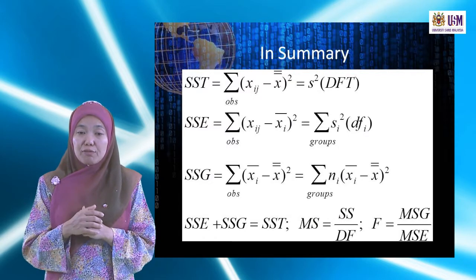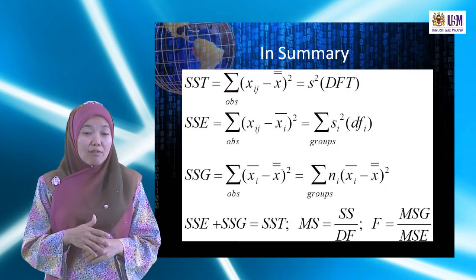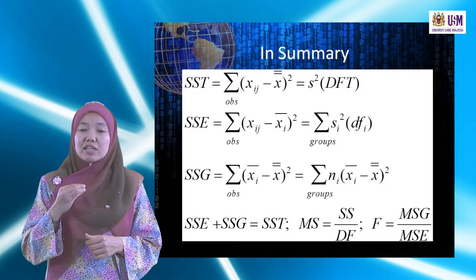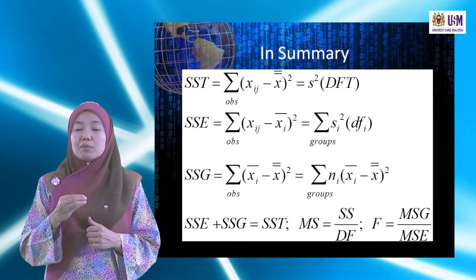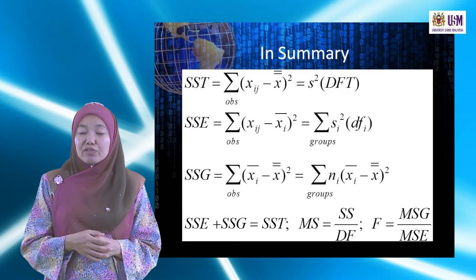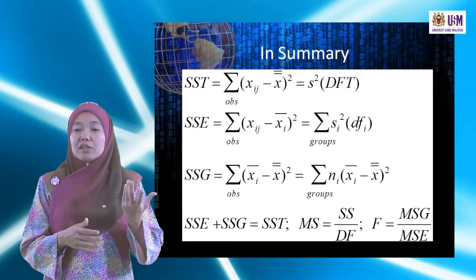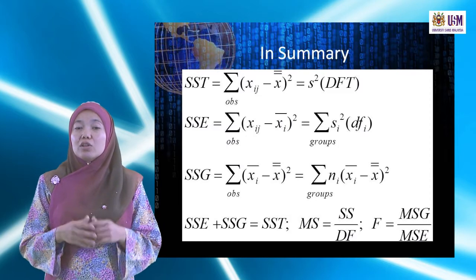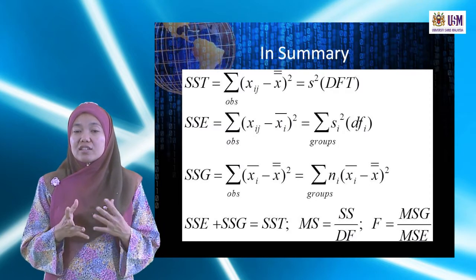How do you get the sum of square for total? You add up the sum of square of error and the sum of square for groups. How do you get the mean square? You simply take the sum of square divided by the degree of freedom. How do you get the F value or F ratio? You simply take the mean of square for the group divided by the mean of square for the error. So that's the summary of what we did just now.